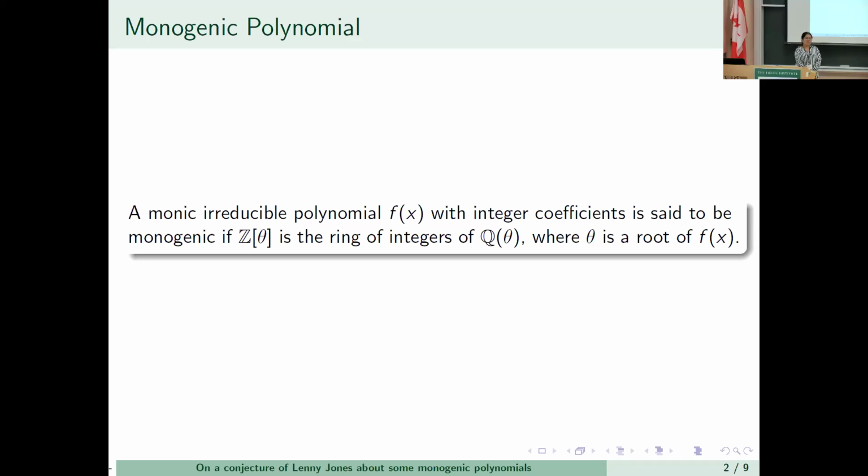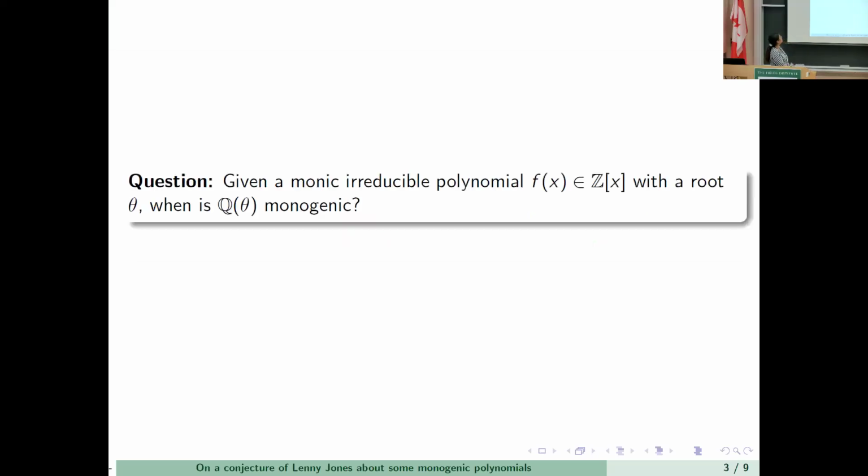So if we have a monogenic polynomial, it gives us a monogenic field, but the converse is not true in general. In monogenic fields, the arithmetic computations are simpler because the ring of integers is generated by a single element. So monogenic fields are very important.